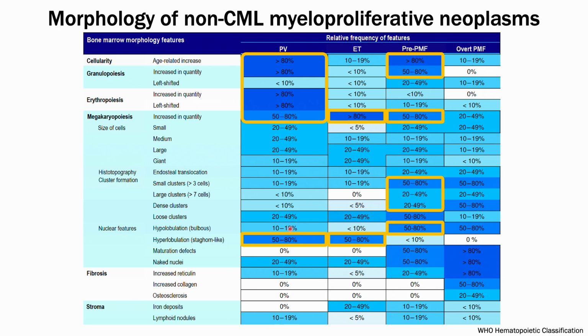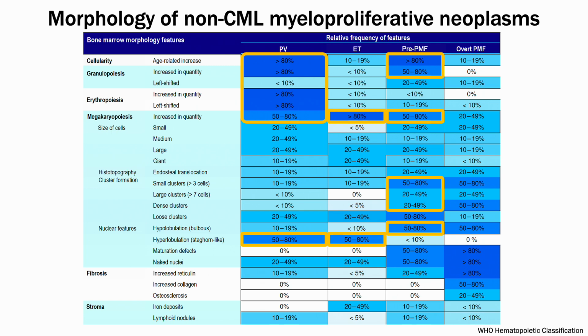PV and ET megakaryocytes tend to have this kind of staghorn nuclear morphology, so the nuclei have these deep lobulations, whereas PMF megakaryocytes tend to be hypolobulated, where the nuclei are aggregated together, and so they have a more so-called cloud-like morphology. PMF megakaryocytes also tend to form these tight clusters, whereas ET megakaryocytes tend to be more loosely grouped and scattered.